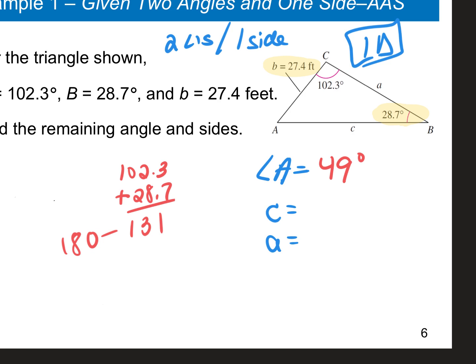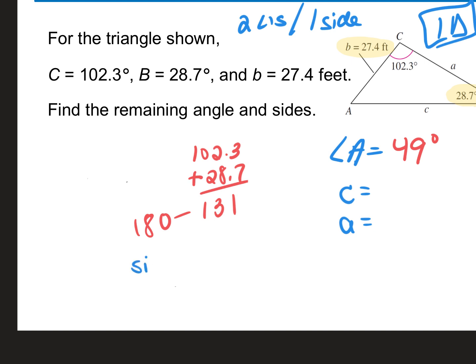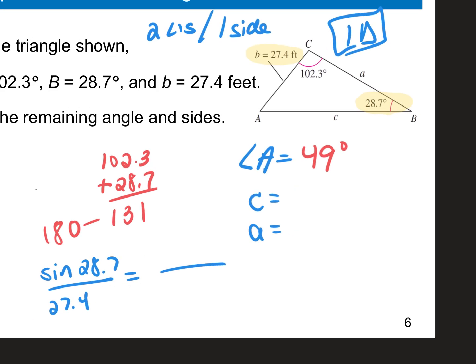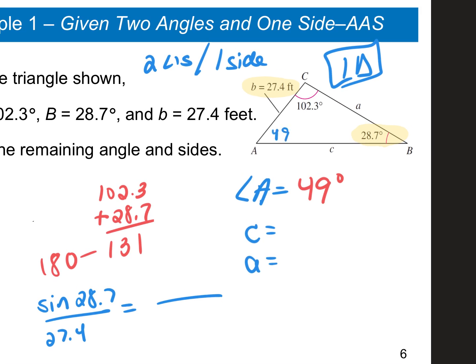It does not matter if you put angle on top or side. I like to put angle for whatever reason. So I'm going to say sine of 28.7 over 27.4 equals. Now, what information do I have that I can use to find something? Can I find anything out about side or angle C? Yes. Can I find anything out about side or angle A? I already have. So what do you guys want to find? Side A or side C? Doesn't matter. Want to find C? Okay.